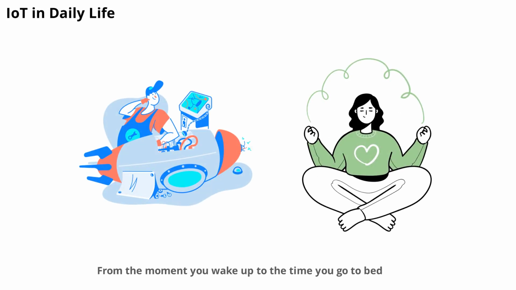From the moment you wake up to the time you go to bed, IoT can touch nearly every aspect of your day. Your alarm clock might adjust based on traffic conditions, your coffee maker starts brewing as you get out of bed, and your fitness tracker logs your morning run. These small conveniences add up, making life smoother and more connected.